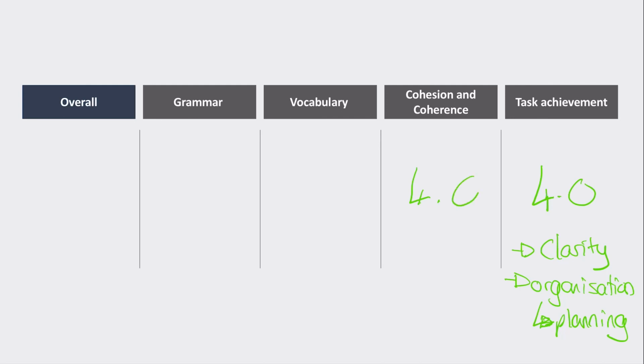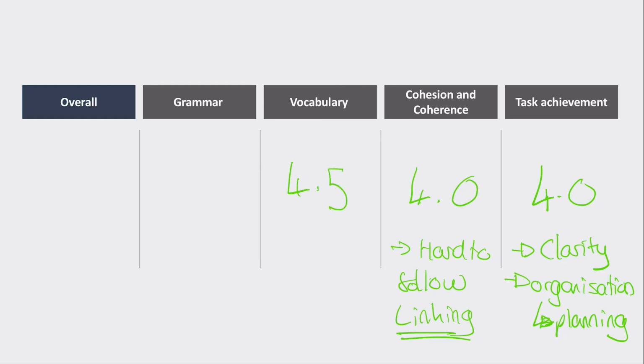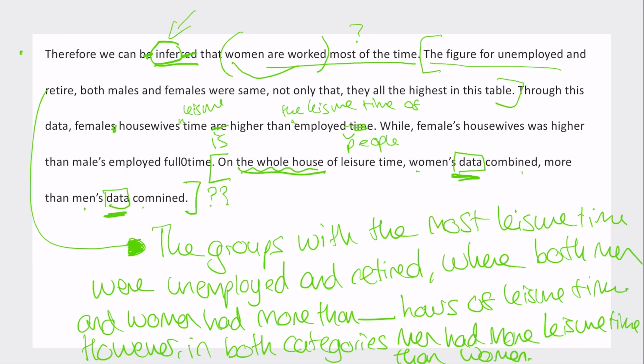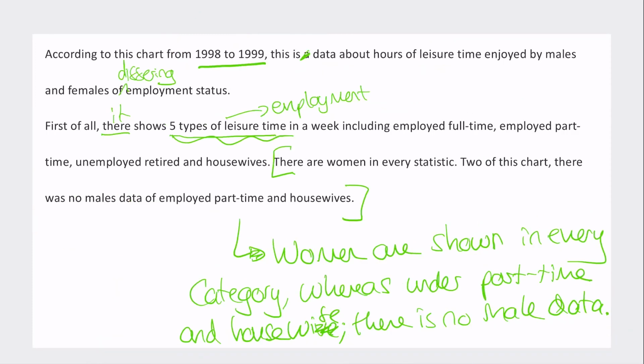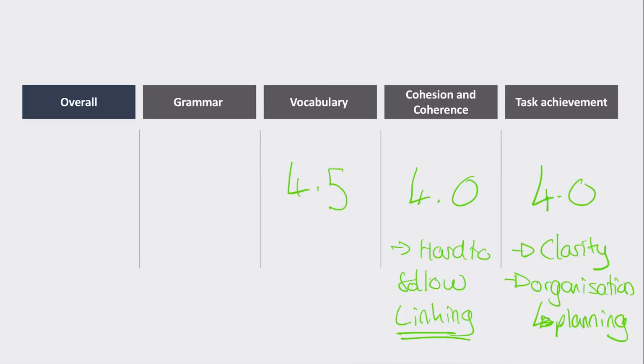I think, again, I would give a 4.0 just because sometimes it was hard to follow, okay? And the data wasn't always linked. Missing some linking going on here, okay? Vocabulary, okay? Again, I think probably would be a 4.5. The vocabulary was kind of adequate for what they were trying to do. They did sort of try and paraphrase a couple of times, but it wasn't always used clearly.